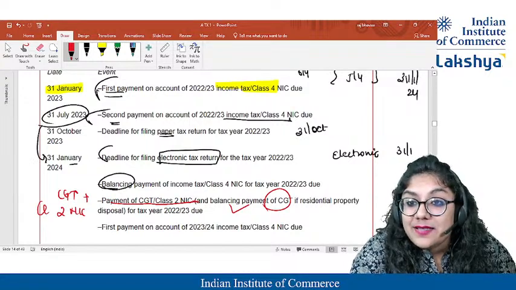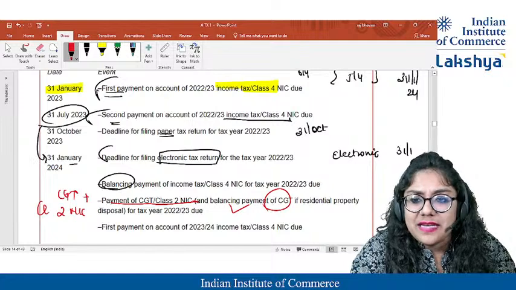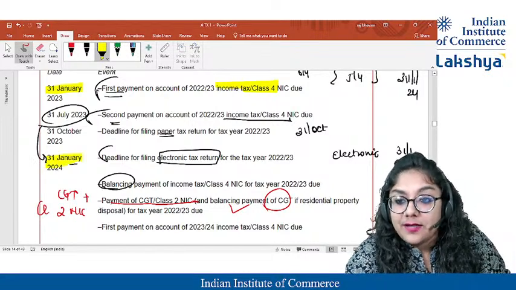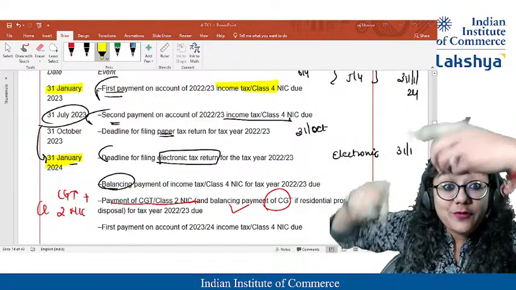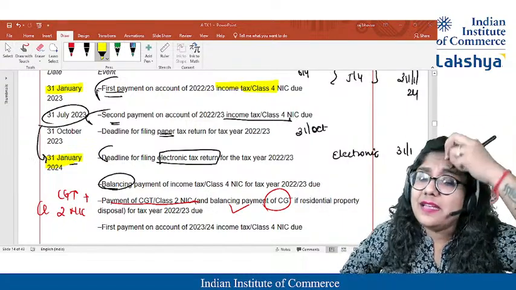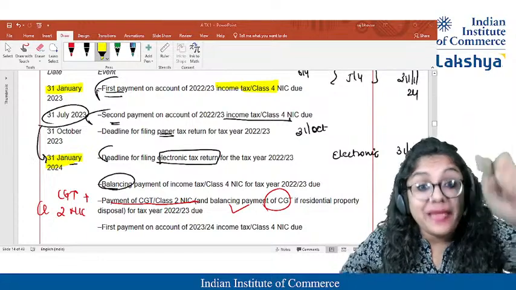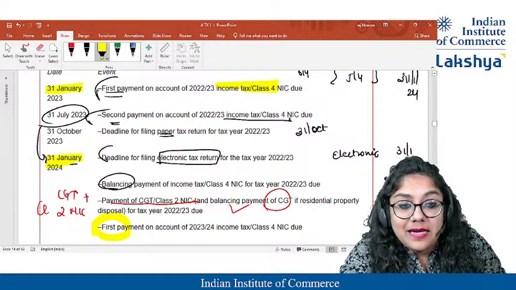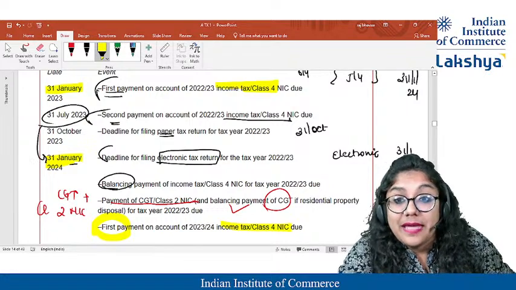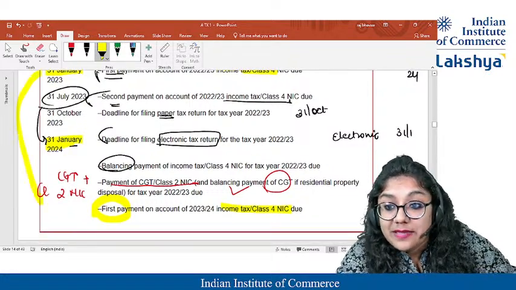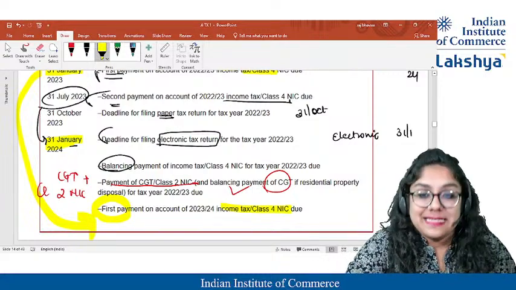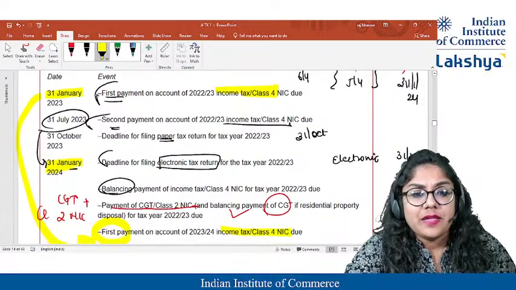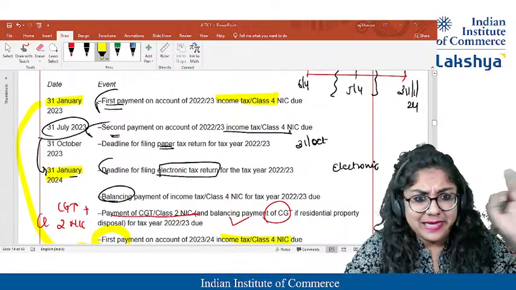Along with that, this is also very important. On this date, don't you think you'll have one more responsibility on 31st Jan? Yeah, ma'am, in the next year I have to pay class 1 and the income tax. Yes. That is the first payment again of the income tax and class 4. I have to pay in the next year also that much extra. So this is what you need to learn. I hope it's clear. Pretty easy.